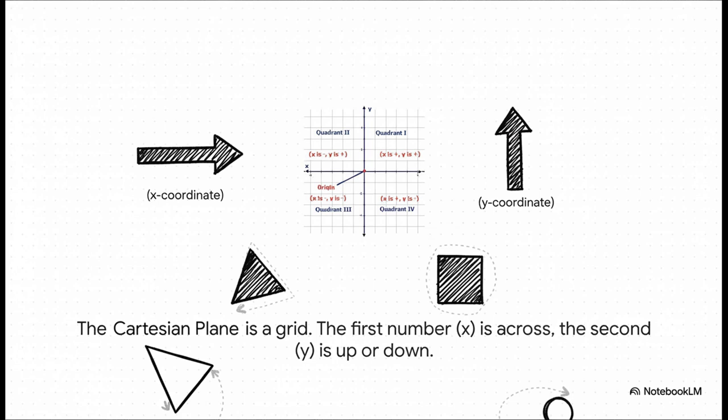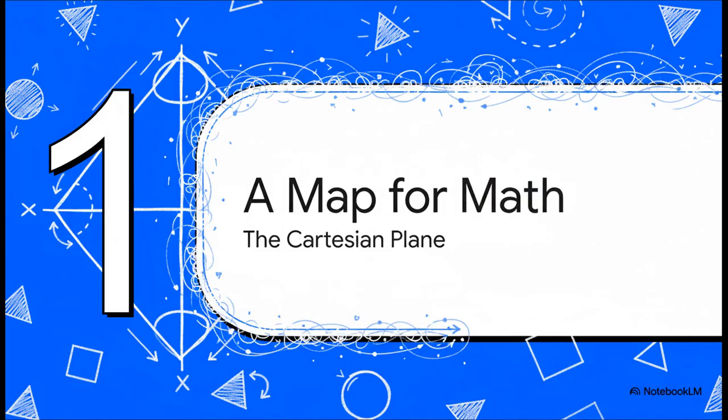The first number, that's the x-coordinate, tells you how far to go across, left or right. And the second number, the y-coordinate, tells you how far to go up or down. This grid, this is the stage where all the magic is about to happen. So, this is our map for math. It's the foundation, the very bedrock for the 4 incredible transformations we're about to explore.